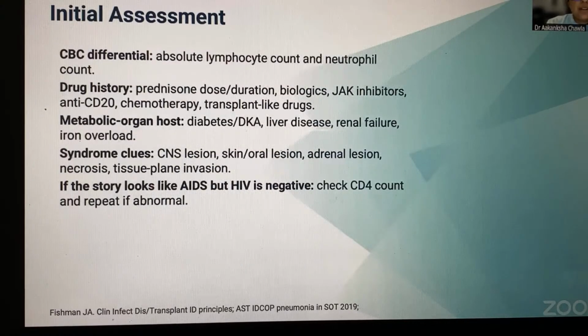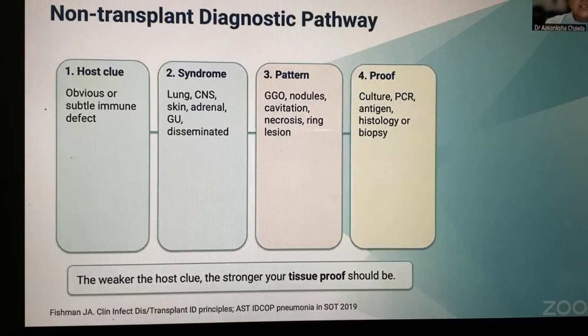So what would your initial assessment include? It would have your CBC differential, any particular drug history, especially with steroids, JAK inhibitors, chemotherapeutic agents, transplant-like drugs, any specific organ dysfunction, certain syndrome clues, any CNS, skin or adrenal lesions, any tissue invasion. If the story looks like AIDS but HIV is negative, you must check for the CD4 count always in such patients. The diagnostic pathway for a non-transplant patient would include the host clues. Never forget your history and examination, and you have to see your patient.